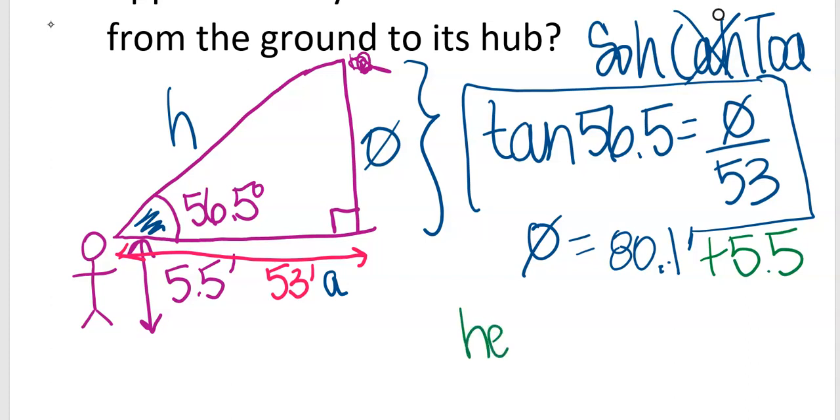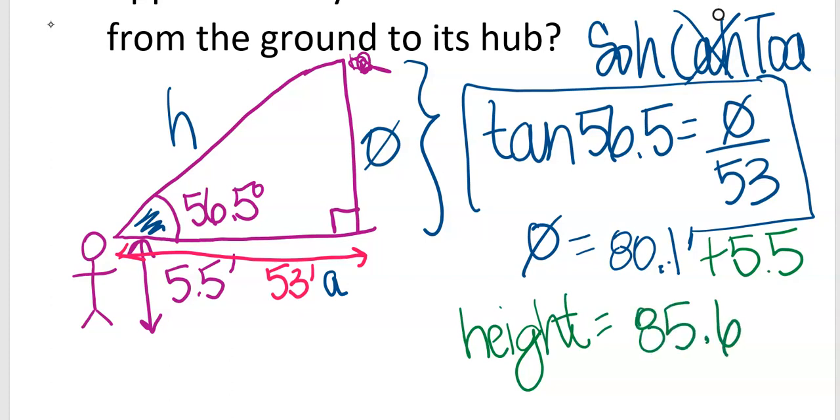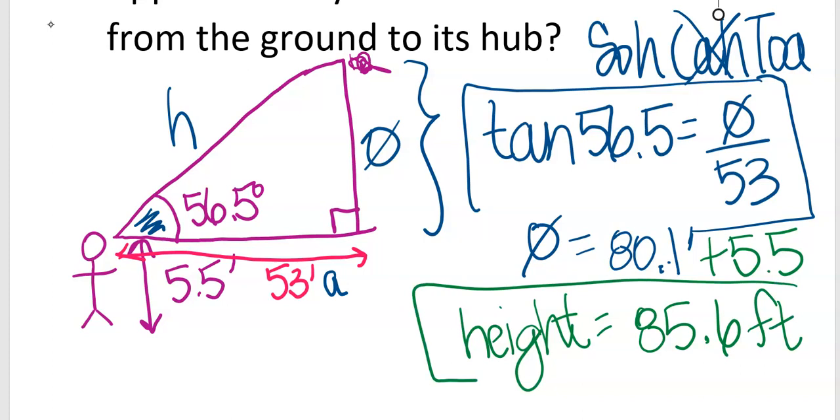So the height is 85.6 feet. Your triangles will always be at eye level, so sometimes you might have to subtract the height off of there if it's included. Sometimes you might have to add it back in at the end. So always read the question just to be sure.